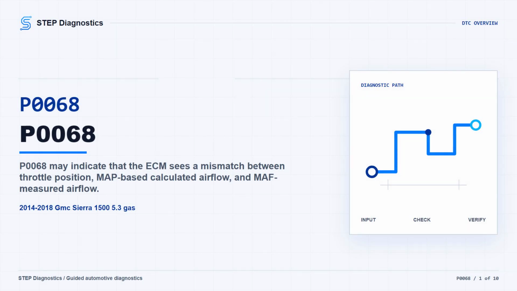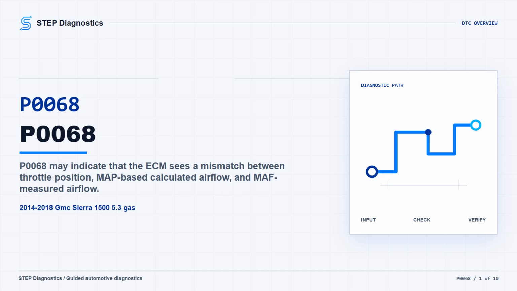On this Sierra, P0068 is an airflow correlation fault. The ECM is comparing the airflow it expects from throttle position against calculated airflow from the MAP sensor and measured airflow from the MAF sensor. In plain terms, the numbers may not agree.